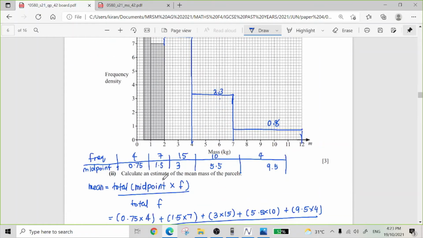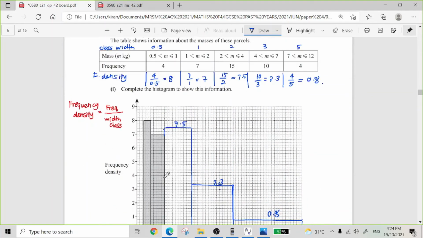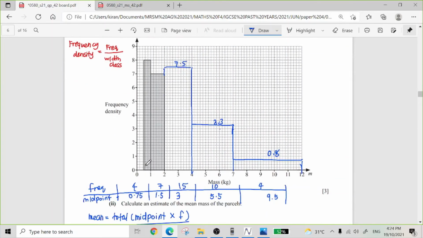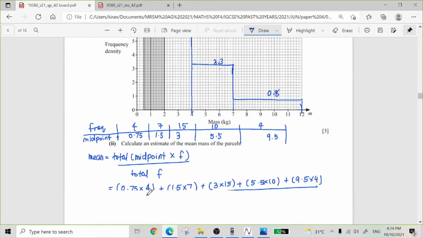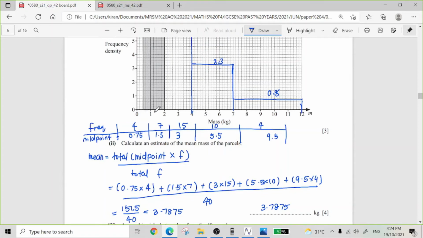Okay, next question, calculate an estimate of the mean mass of the parcels. So to calculate the mean is the total of midpoint multiplied by frequency, divided by the total frequency. So we have to find the midpoint for each class. Okay, so we can see here the midpoint between 0.5 until 1 is 0.75. That is the midpoint. And then between 1 and 2 the midpoint is 1.5, and then 2 and 4 the midpoint is 3.